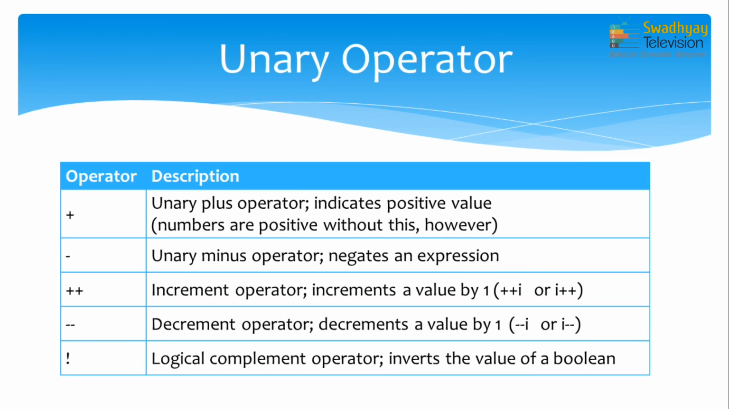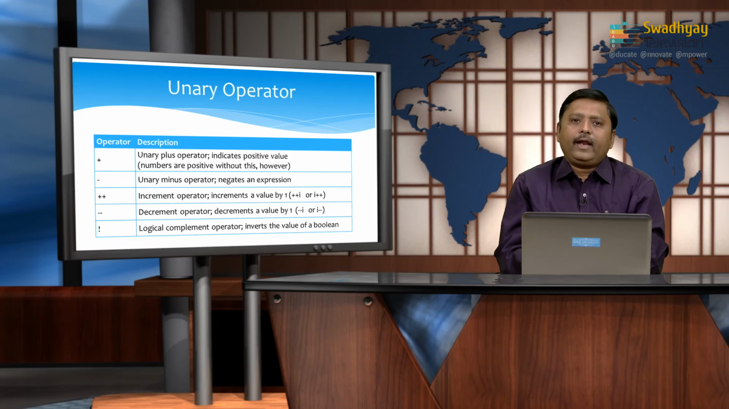Similarly, we have the not operator. It is also known as the logical complement operator, and it inverts the value of a boolean. For example, if I write not, in brackets, A greater than B, suppose A is greater than B, then the expression returns true, so not will convert it into false. And if A is not greater than B, then it returns false, so not will convert it into true. So, this is used to negate a logical expression.